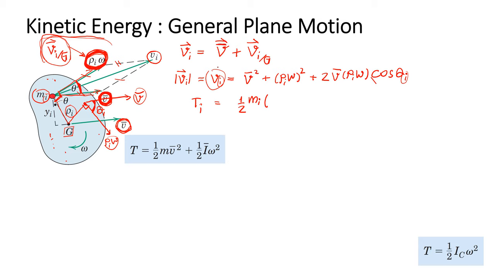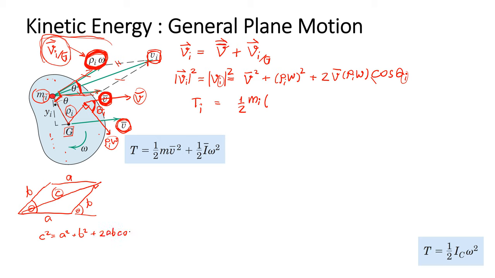I made one mistake for the law of cosines. The magnitude of the total sum squared is equal to the magnitude. You should see this picture. We have the angle between the two vectors, A and B, and we have the same angle here. And the sum vector is equal to A squared plus B squared plus 2AB cosine theta.